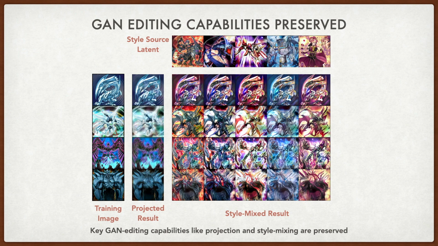Here we show that key GAN editing paradigms like projection and style mixing are preserved with our technique. The first column shows 4 images from the training set. The second column shows the result of projecting those images into the latent space. The remaining columns show the result of style mixing the high-level latents from the first row, controlling style, with the low-level latents from the second column, controlling content.